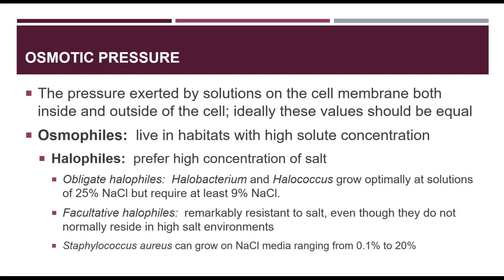We do have some groups of organisms that prefer to live in some unique osmotic pressure environments. These are the osmophiles, and they live in habitats where there is a high solute concentration in the environment, and generally that solute is salt. These are called the halophiles, and these organisms live in the ocean. They live in the Great Salt Lake. They live in environments where there is a high salt concentration.